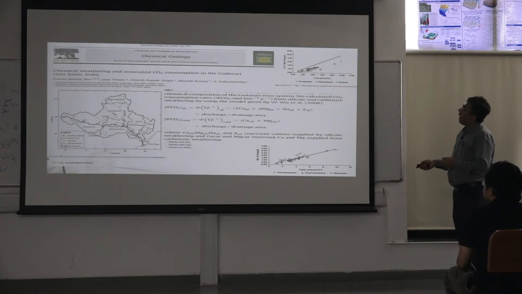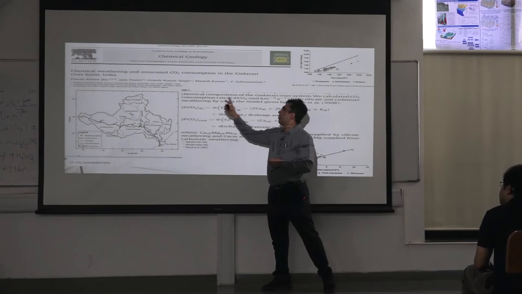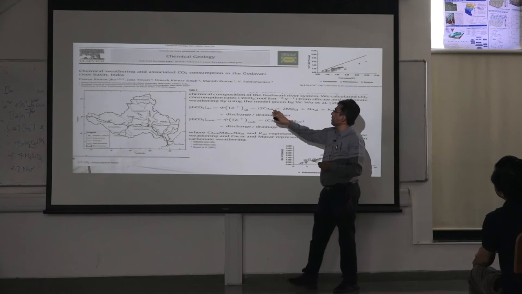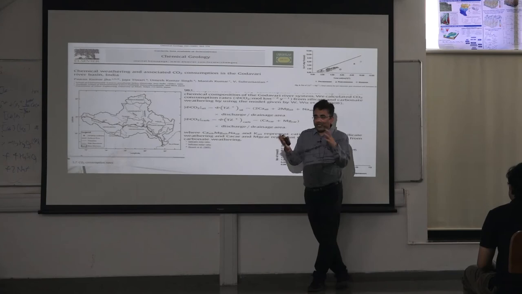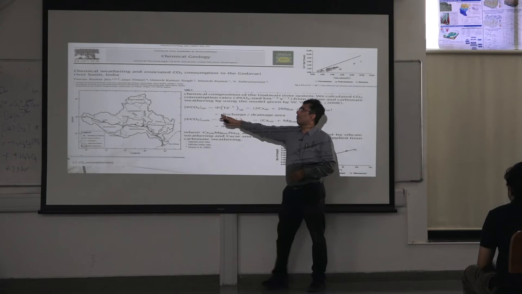Now, this is the equation that we will use. How much CO2 will be consumed depends on how much cation has come from the silicate. The silicate cation is, if we have to elaborate, 2 calcium, 2 magnesium, sodium, and this one, into discharge by drainage area. So what is the discharge of that river? What is the drainage area of that river? If you multiply, you will know how much CO2 consumption will occur due to the silicate weathering.